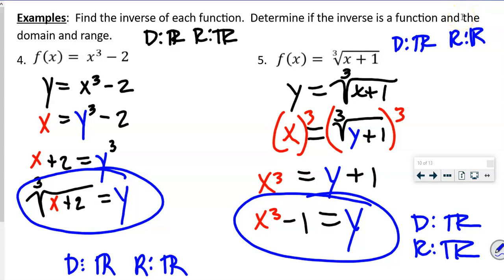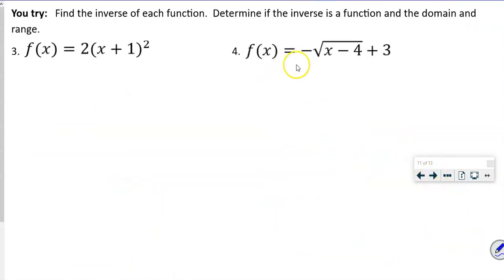All right, so you guys do the next U tries. And this one's a little challenging, number 4, y'all. So just go ahead and do these 2 U tries and then come back to me when you're done.